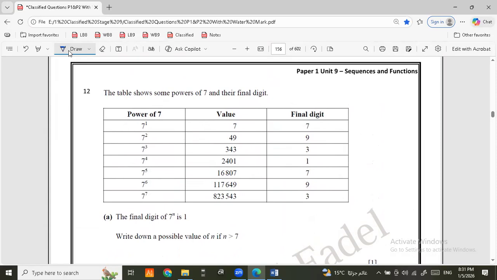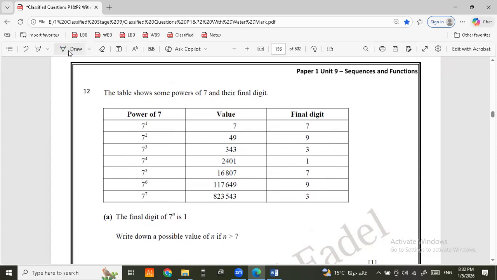Here, the final digit of 7 to the power of n is 1. They've given you 7 to the power of 1, 7 to the power of 2, until 7 to the power of 7. And they're telling you that the final digit here is 7, the final digit here is 9, until the last one, the final digit here is 3, and so on. So they're telling you that the final digit of 7 to the power of something is 1. Write down a possible value of n if n is greater than 7, which means don't go and say it is 7 to the power of 4, because they said n is greater than 7. So you must go after that.